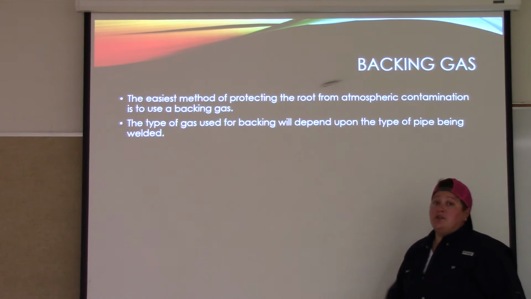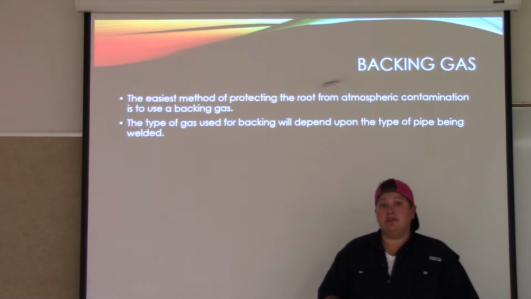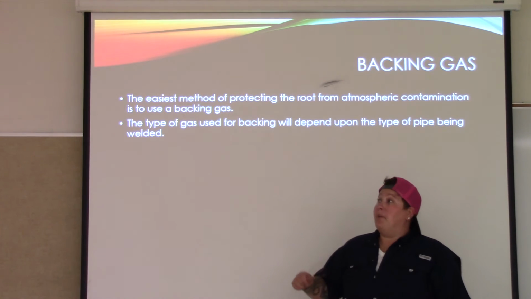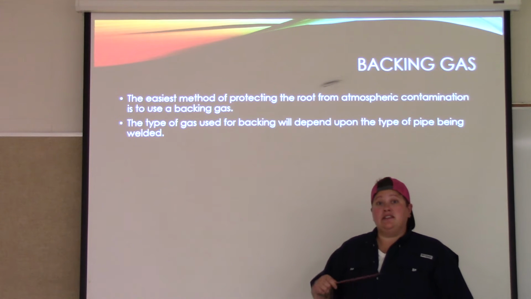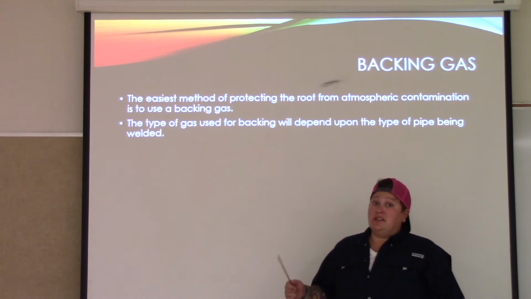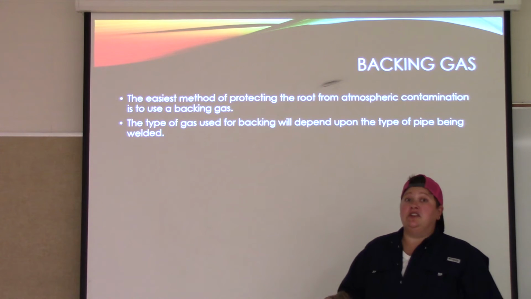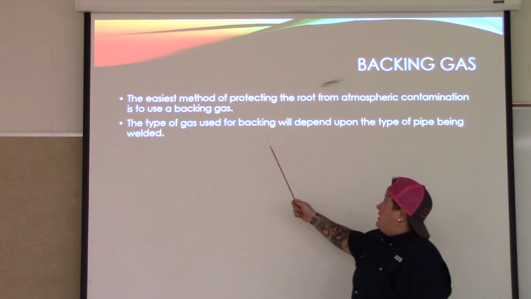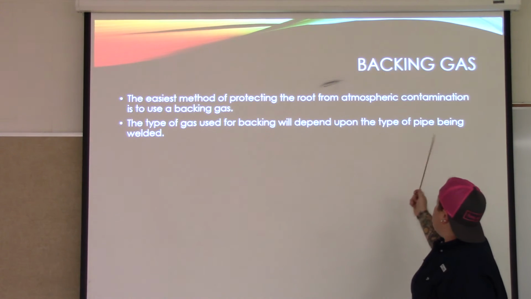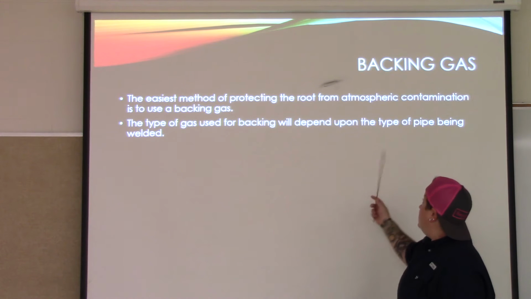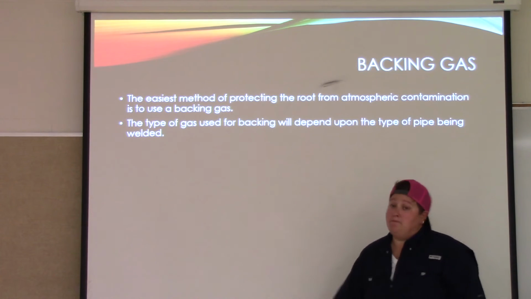Backing gas. So specifically for this Weld 208, which is TIG all the way out on pipe, we're using carbon steel, mild steel. But if you want to practice with stainless steel after you get your 2G, 5G, and 6G done, you can practice on stainless steel pipe, and this is whenever it's getting into purging and backing gas. So backing gas. The easiest method of protecting the root from atmospheric contamination is to use backing gas. The type of gas used for backing will depend upon the type of pipe being welded.